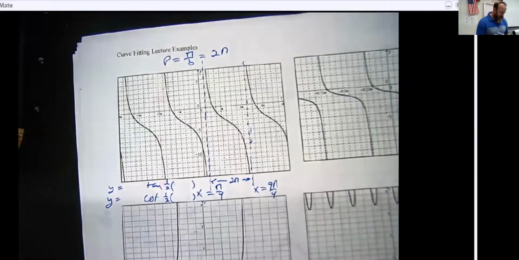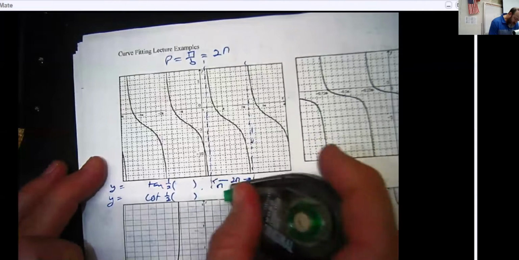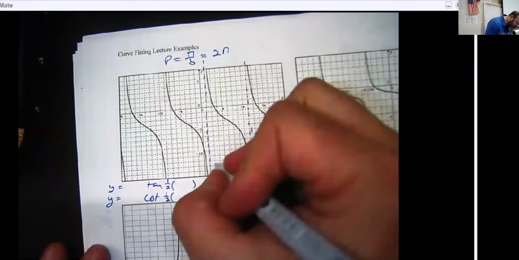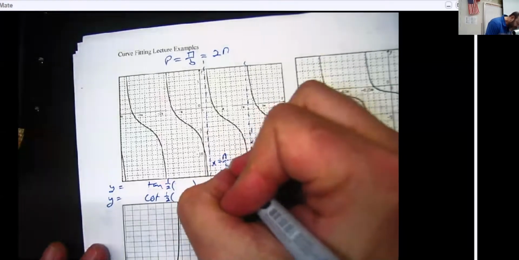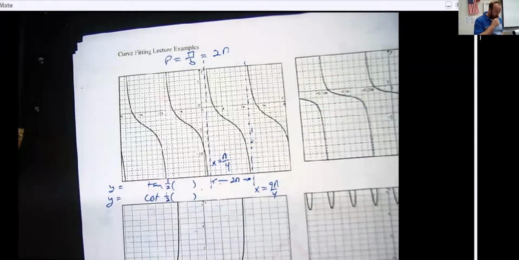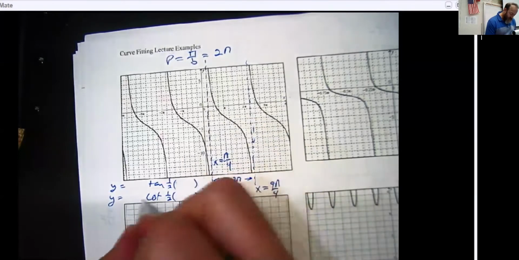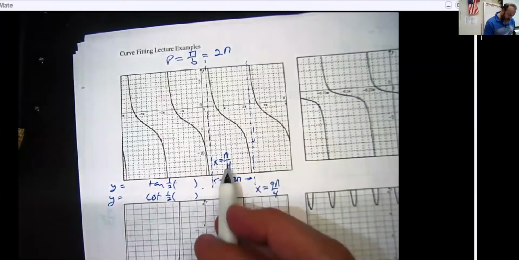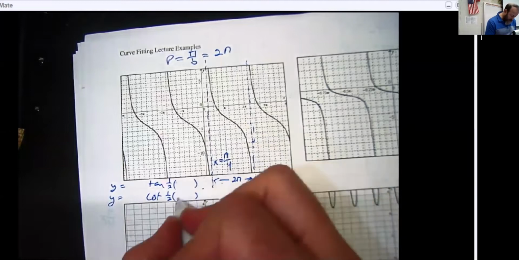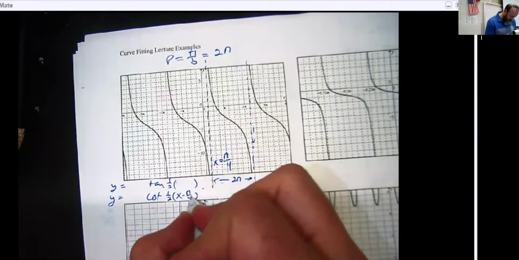I wish I didn't put this quite so close. So I'm going to move this pi over 4 up here. Now, to carry on, remember cotangents just go down. So this would be a normal cotangent graph with a phase shift to the right of pi over 4.